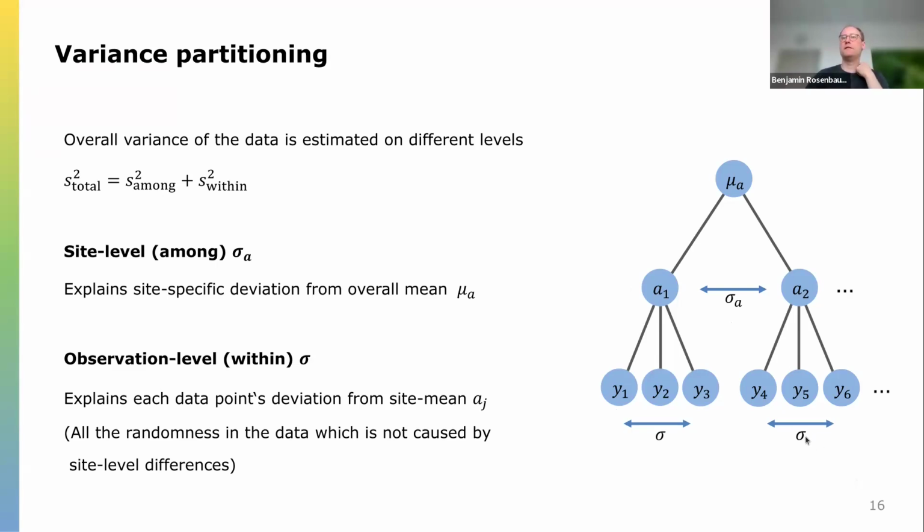Right? If you wouldn't have this as a random intercept, but just fit the side level mean, then you wouldn't have an estimator here for the sigma A, because it wouldn't be part of the model. All of the A's would fit independently to the data.